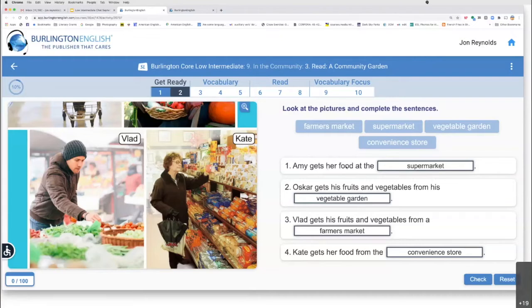Now, for example, if I just identified, so I'm going to bring this up here on the screen. If we just identified the words, for example, in number one, we have the word food, which of course helps us, but we get food at many of these places, right? And in number two, we have the words fruits and vegetables, and we can get fruits and vegetables from many places too. So as you can see in this first activity, the pictures can help us a lot in identifying the context.